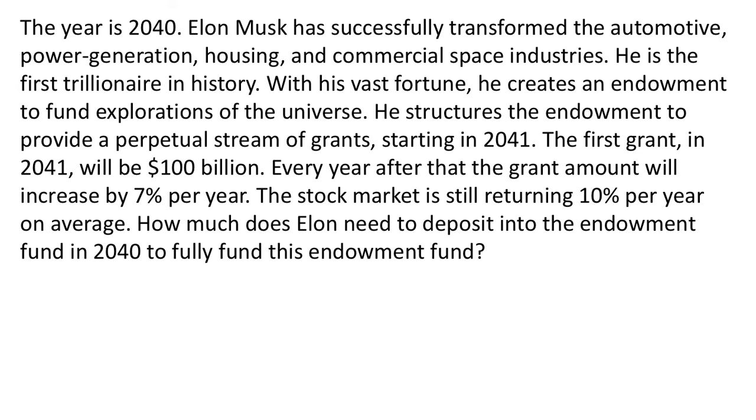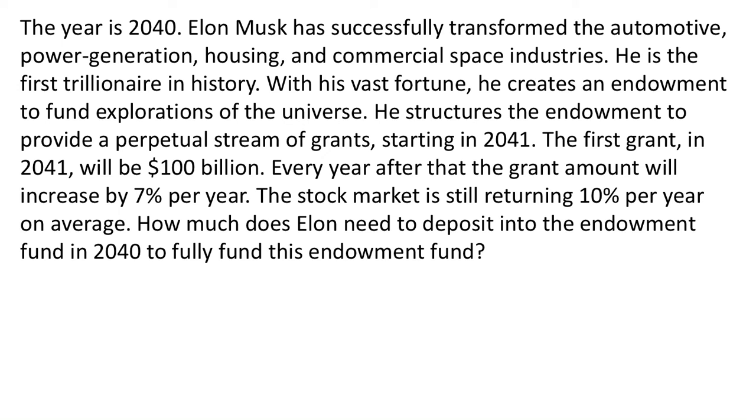All right, let's modify the problem. Same scenario, except now he structures the endowment to provide a perpetual stream of grants starting in the year 2041. The first grant in 2041 will be 100 billion. Every year after that, the grant amount will increase by 7% per year. Stock market still returning 10% per year on average. How much does Elon have to deposit in the endowment in 2040?